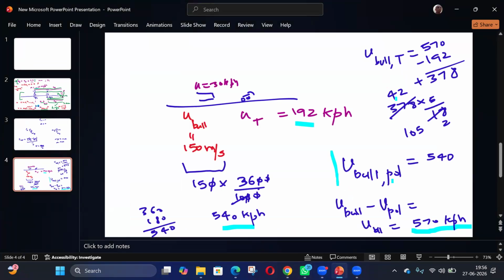So when the period is about to hit the thief, what the thief will sense is the relative velocity. Okay, so that is 378 in kilometers per hour. So converted to meters per second, it will be 105.